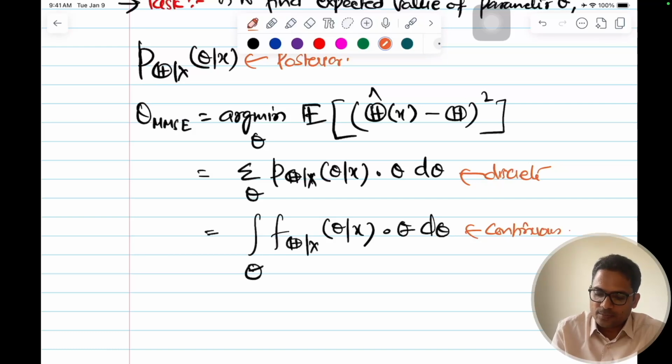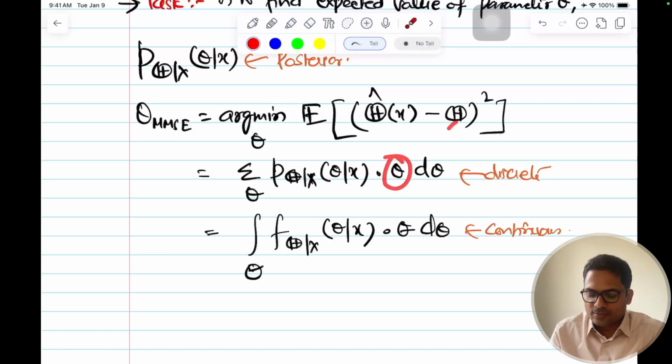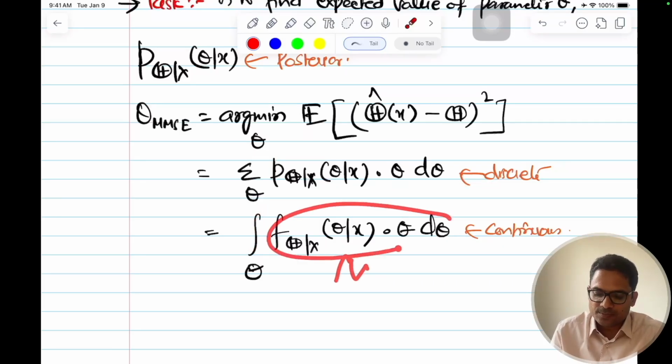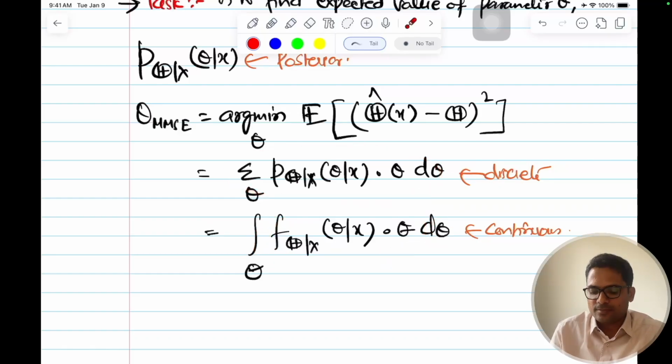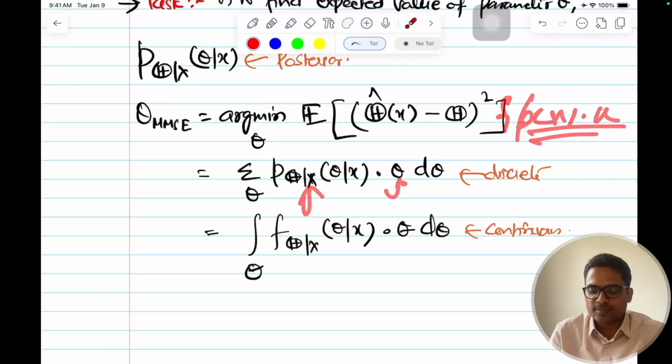That's what we do, right? The values of theta into their probability, and the summation overall for discrete, and the complete integral over the range of theta for continuous. That will give me the expected value. This is how we do expected value: probability of x into x. That is my expected value. I hope you remember this.